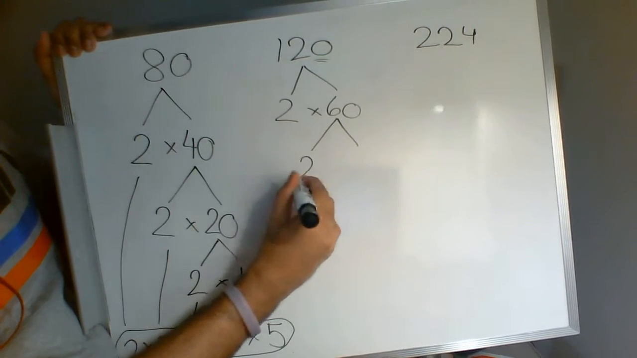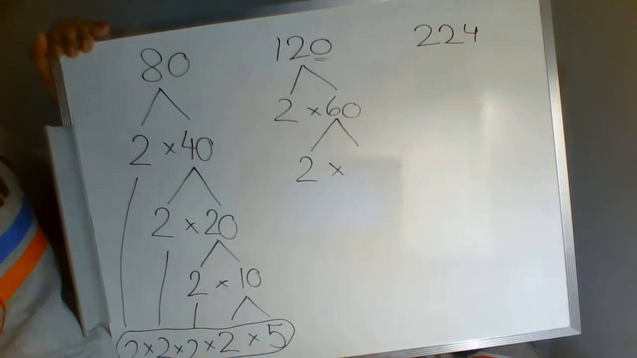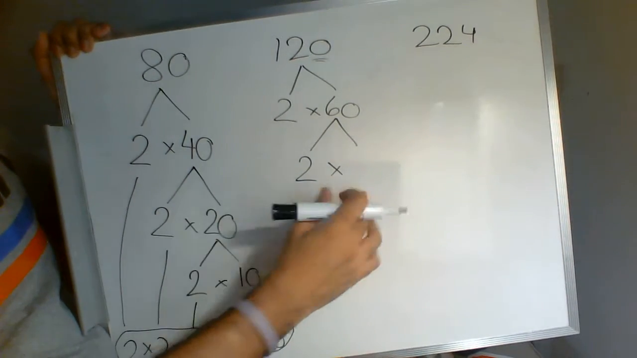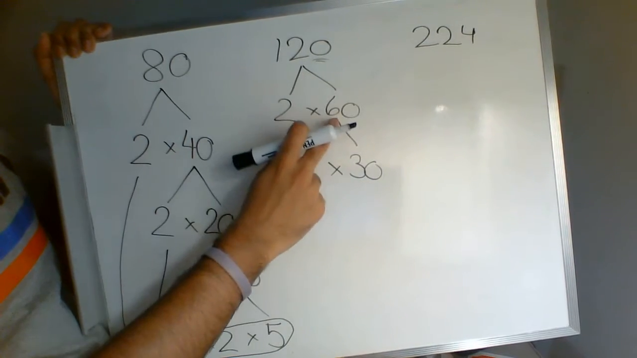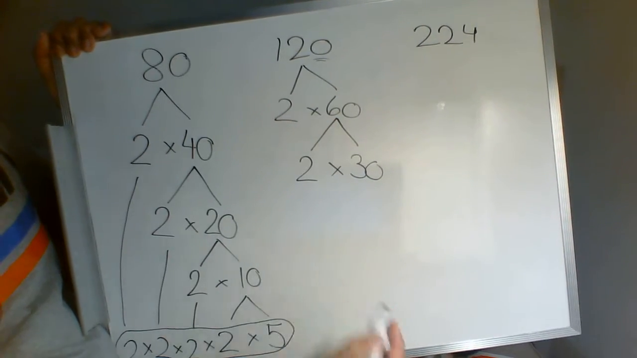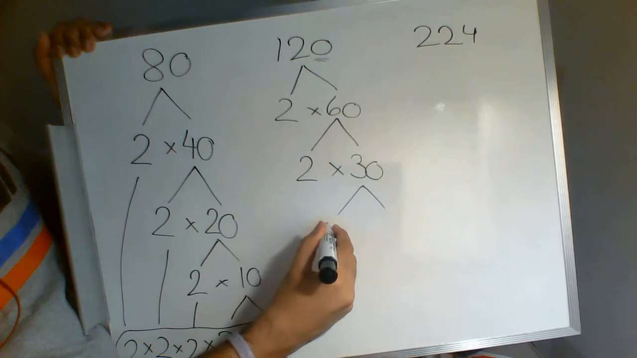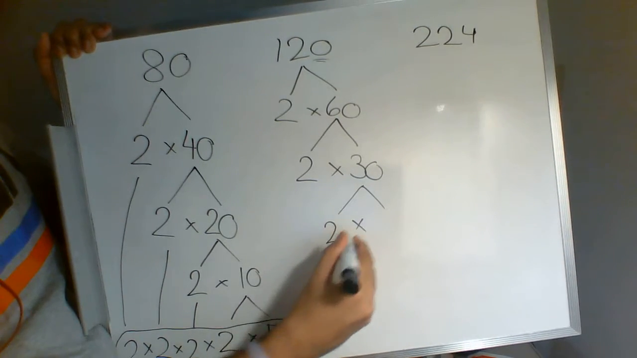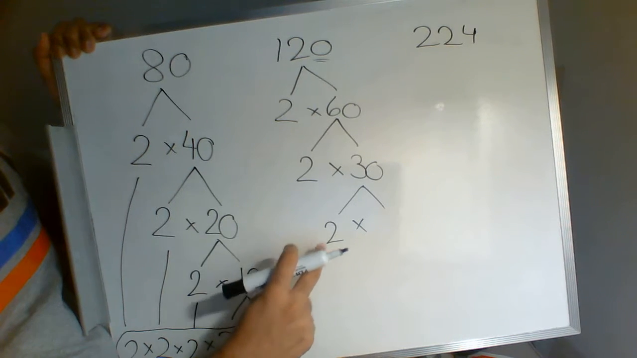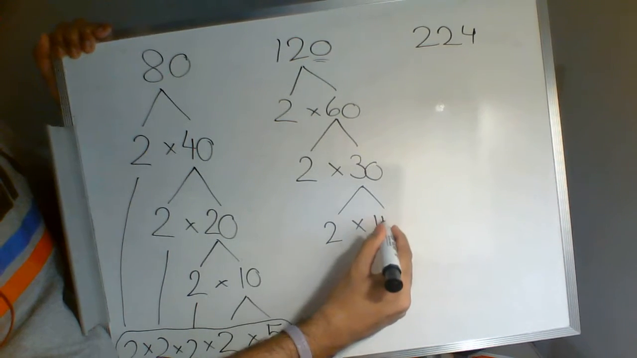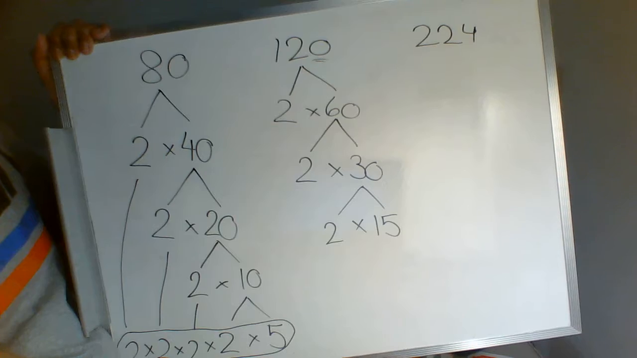60 is still even, so I break that down again into 2 times something, and the something in this case is the number 30. 2 times 30 gives us the 60 that's up there. 30 is not prime, so we break that down, and it's still even, so the prime number that we're putting over here is still going to be a 2, and then it's going to be 2 times what? It's going to be, in this case, 2 times 15.